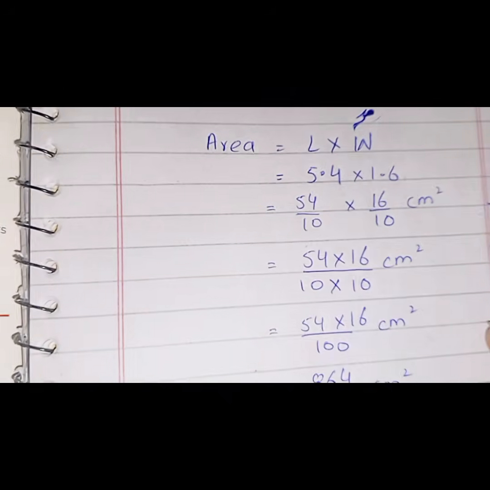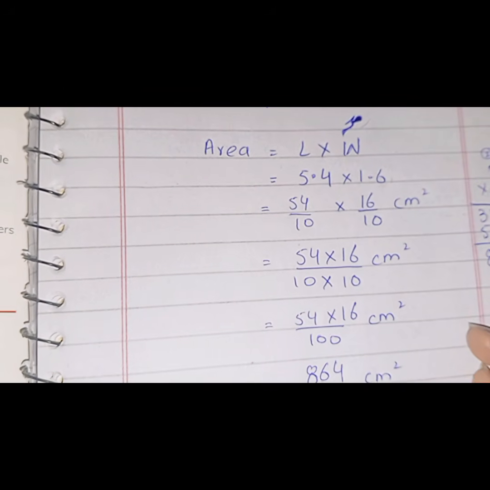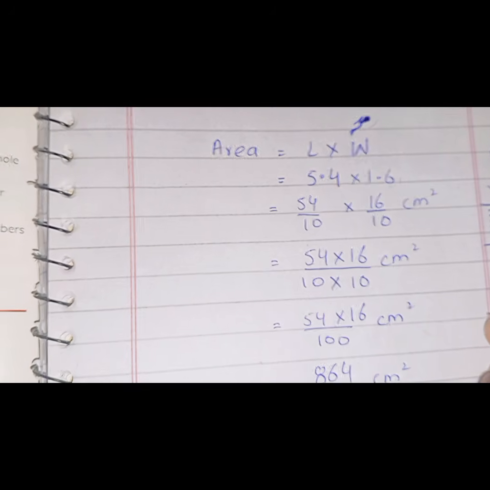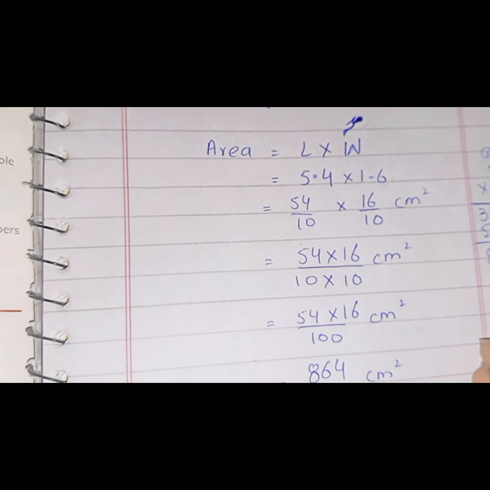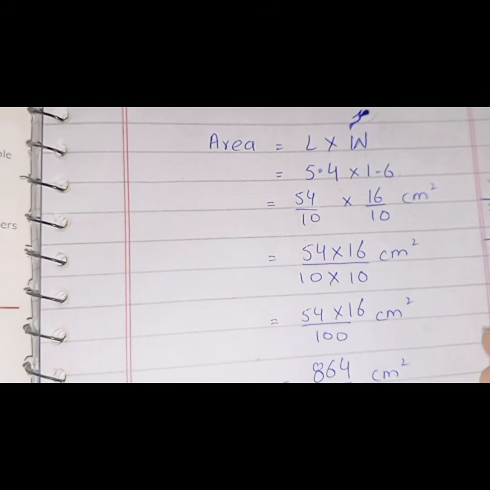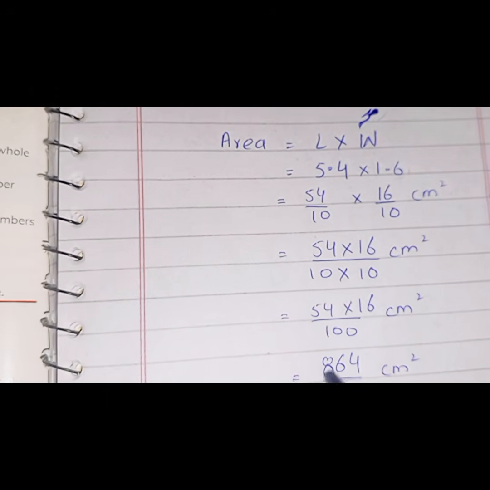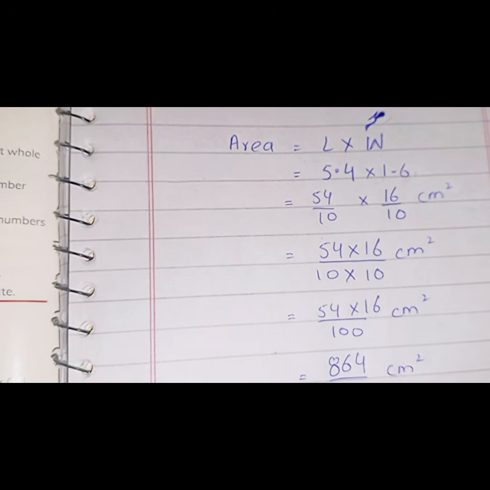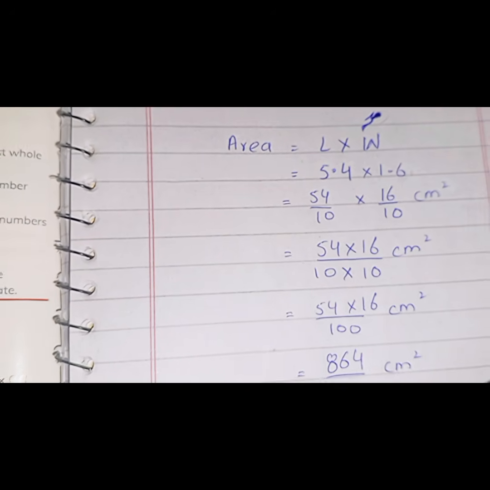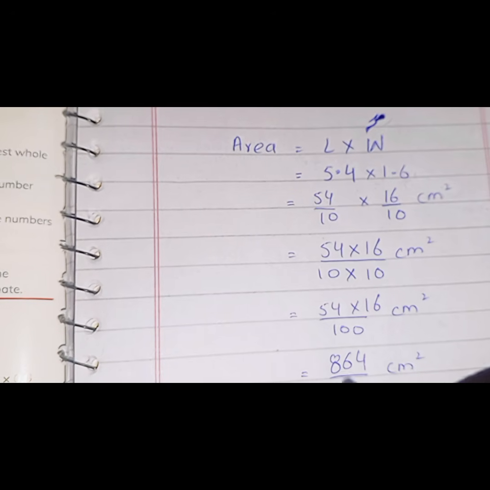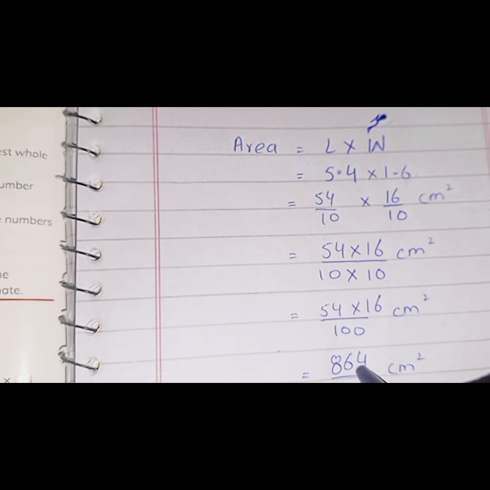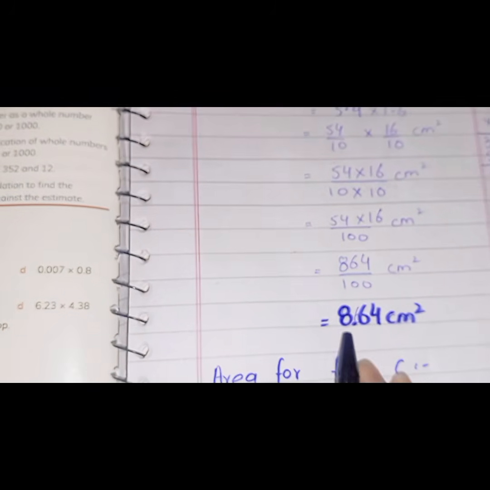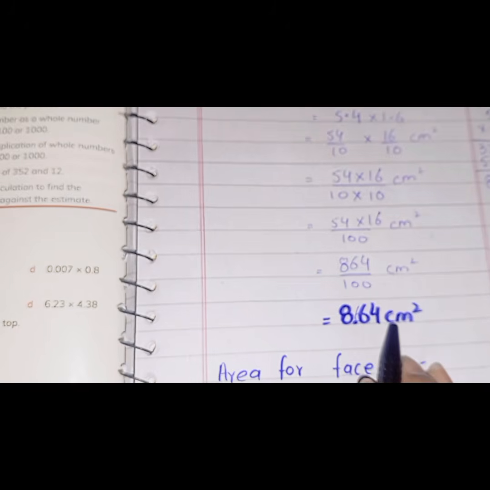6 fours are 24, write 4 here and 2 will be the carry. 6 fives are 30, 30 and 2, 32. 1 four is 4 and 1 five is 5, write 0, multiply here. 4, 4, 2, 6, 5, 3, 8. So our answer is 864 divided by 100 centimeter square. We all know that there are two 0s in the denominator, so we can move the decimal two digits. So our answer will be 8.64 centimeters square.